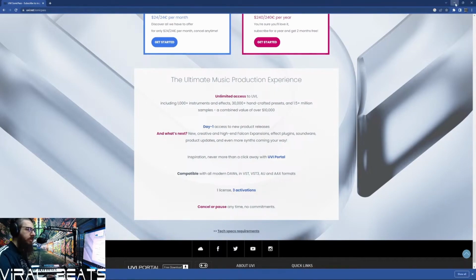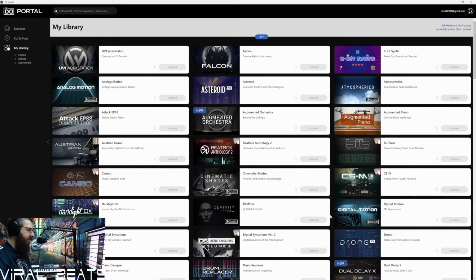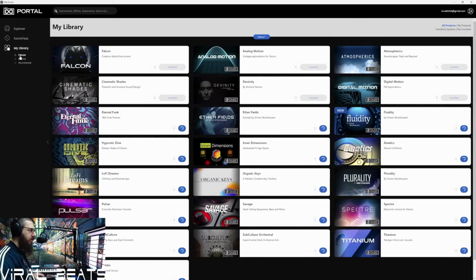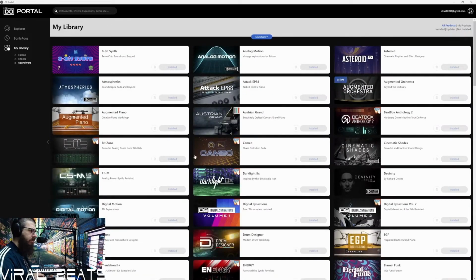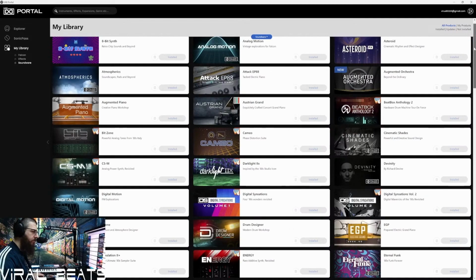So yeah, we've been installing everything and getting it going here. This is all the Falcon stuff right here. I guess these are all the expansions of the effects. It does come in with some plugins. This phaser over here is brand new. And then the soundware, it's like a mix between the packs, and some of these are specific for Falcon.